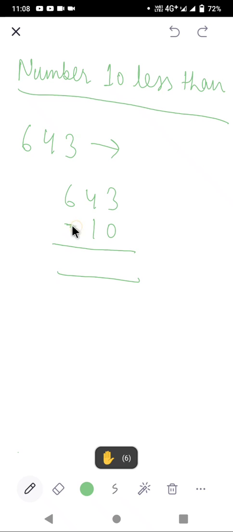So subtract 10. 3 minus 0 is 3, 4 minus 1 is 3, and 6 at the hundreds place we will write as it is. So the answer will be 633. So 10 less than 643 is 633. What place has changed, students? The hundreds place digit and ones place digit are the same, 6 and 3. Only the tens place digit has changed. It was 4 earlier, now it is 3.